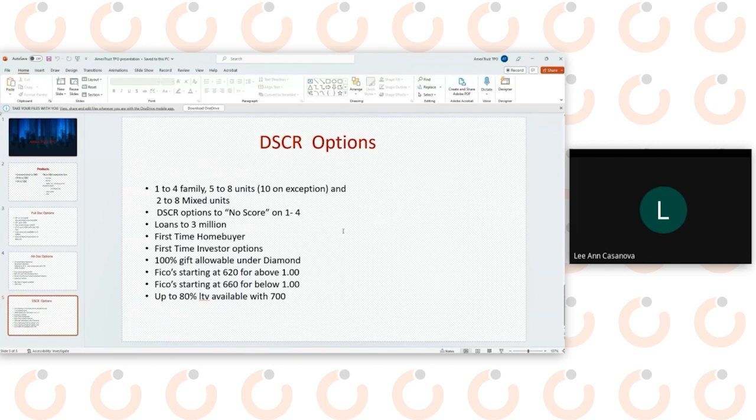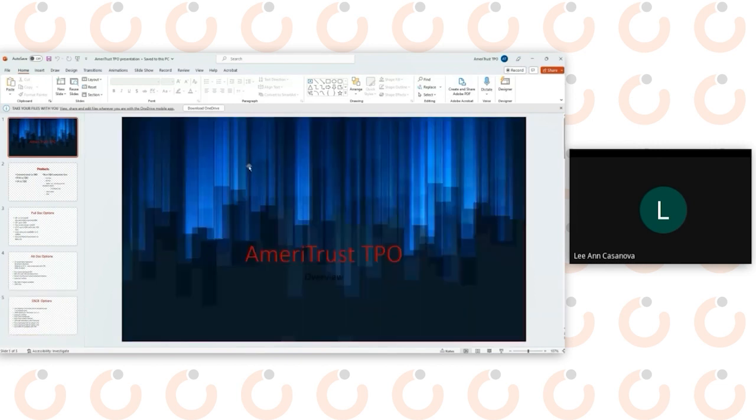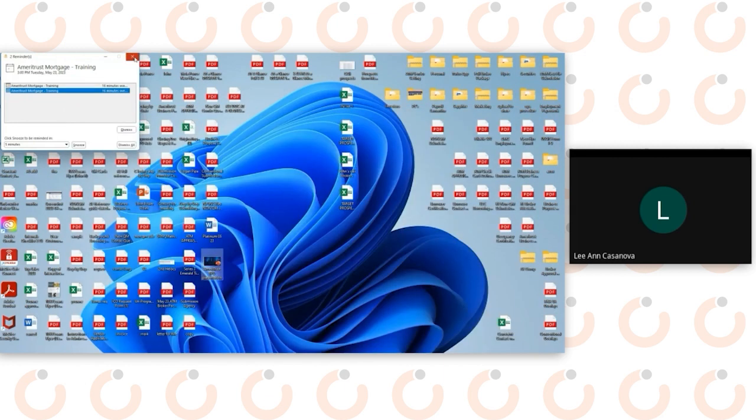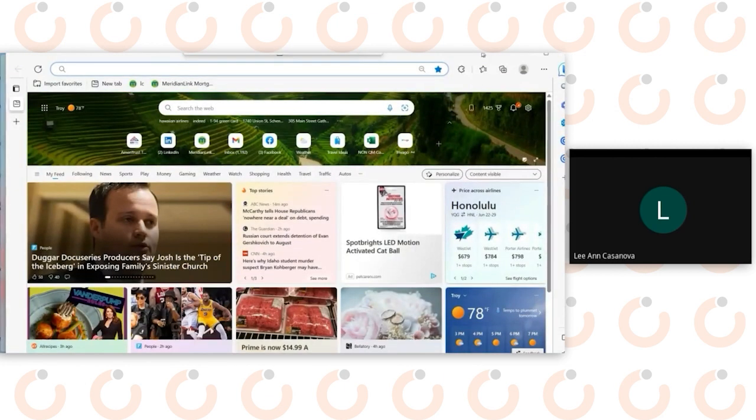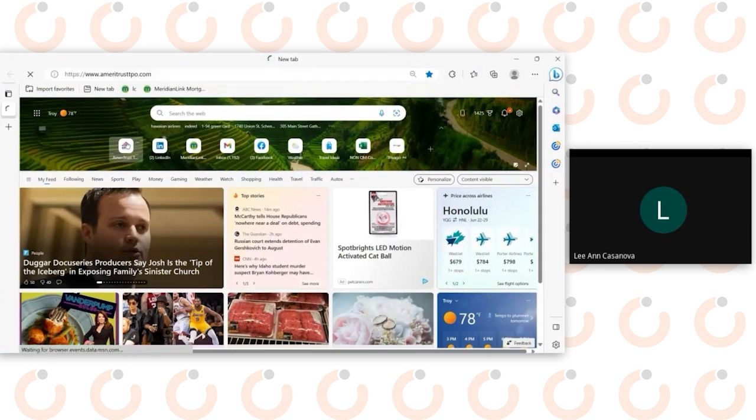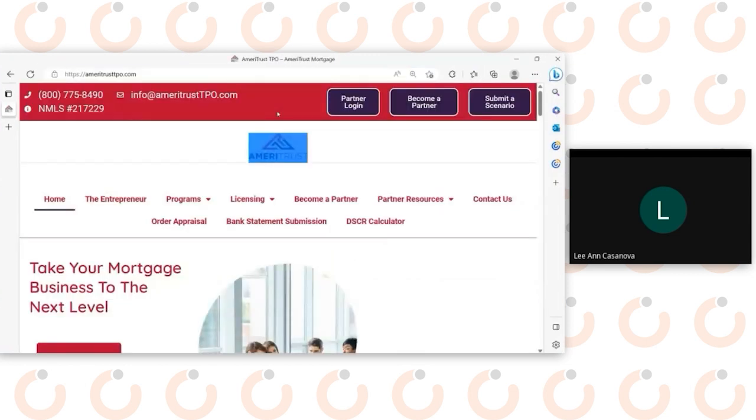So this is the overview of why you would use AmeriTrust. Why are you going to come here to AmeriTrust? These are the overview of what we do. Now, on our website, as I was saying to you, our website is www.ameritrusttpo.com. Okay. And everything here is at your fingertips.